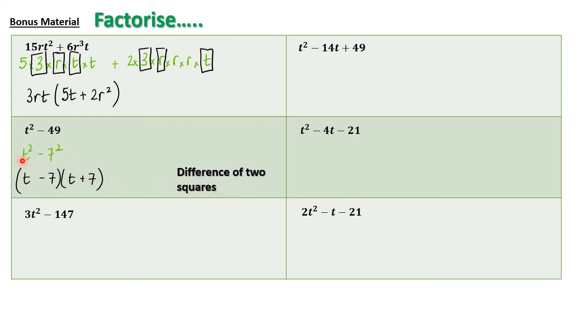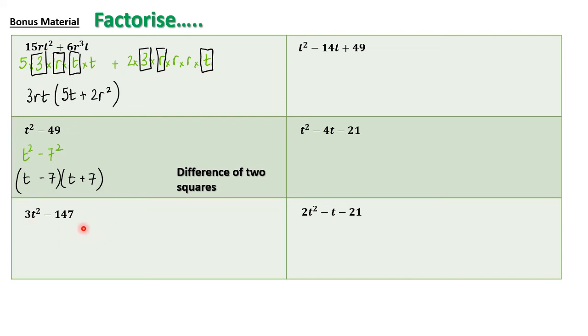And if you expand this bracket using your claw or your FOIL technique, you'll see that the minus 7t and the plus 7t cancel out, and you're always left with this very nice t squared minus 49. So difference of 2 squares is a fairly straightforward factorisation, as long as you spot you've got the square number.